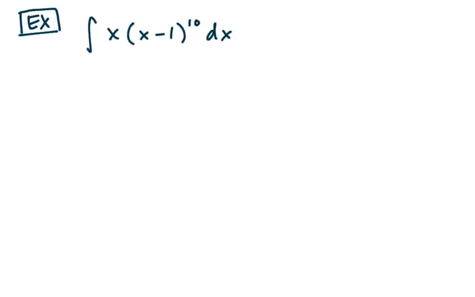So here we have another integral. x times x minus 1 to the 10th dx. So in this situation, I'm going to choose my u value by using what was in the parentheses, x minus 1. I'm going to say let u equal x minus 1. Well, that means that the derivative of u with respect to x, the derivative of x is just 1, and the derivative of 1 is 0, so we have a 1 there. So that means that du equals dx.